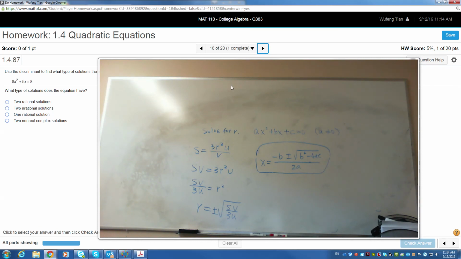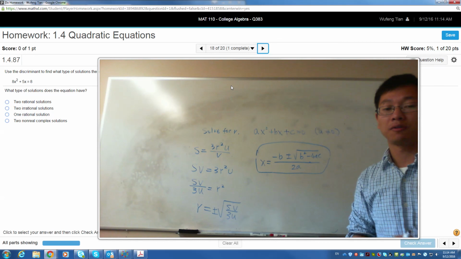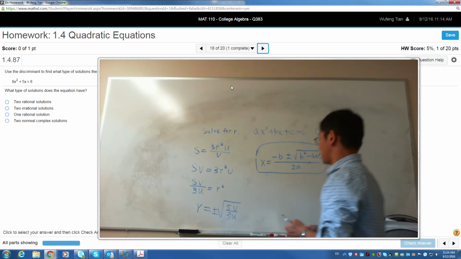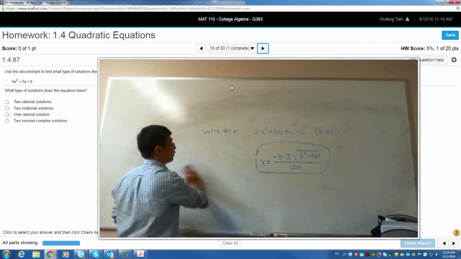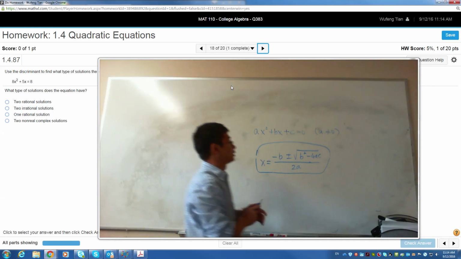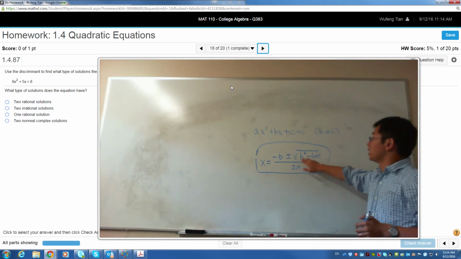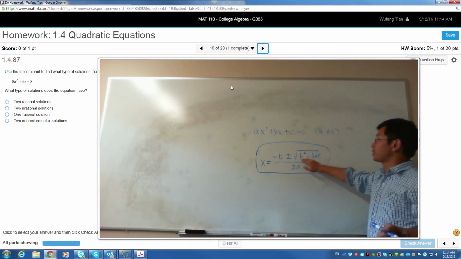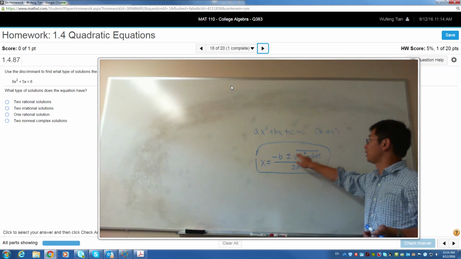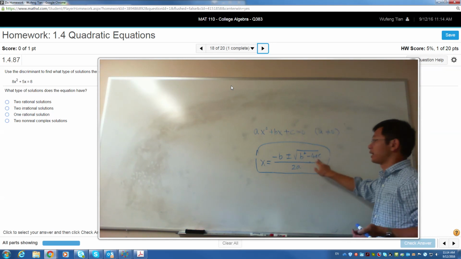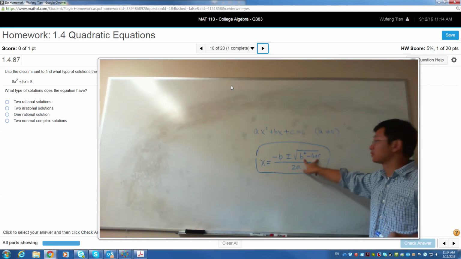Okay, use the discriminant to find out what kind of solution you have. Basically, you look at the quadratic formula. The problem is that sometimes the expression under the square root, b squared minus 4ac, is a problem.